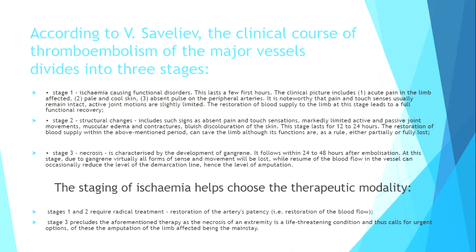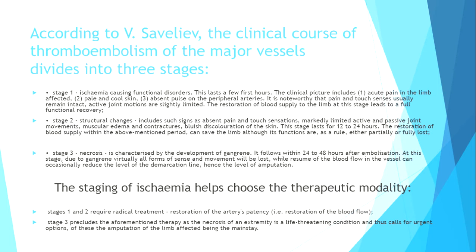According to Saveliev, the clinical course of thromboembolism of the major vessels divides into 3 stages. Stage 1. Ischemia, causing functional disorders. This lasts the first few hours. The clinical picture includes acute pain in the limb affected, pale and cool skin, absent pulse of the peripheral arteries. It is noteworthy that pain and touch senses usually remain intact. Active joint motions are slightly limited. The restoration of blood supply to the limb at this stage leads to a full functional recovery.